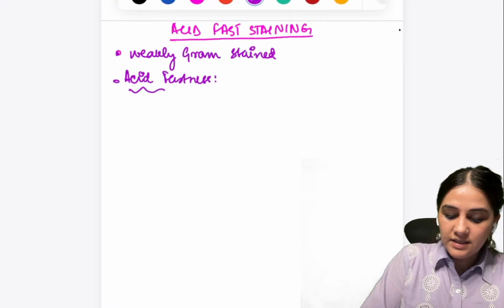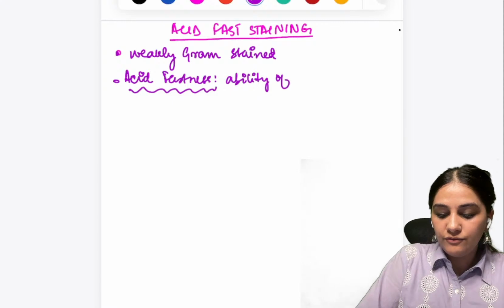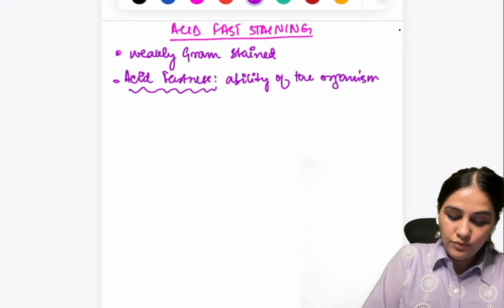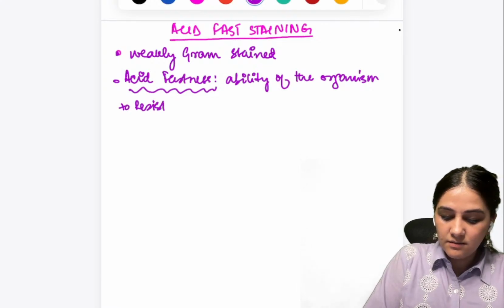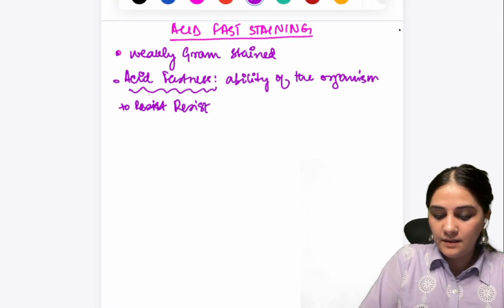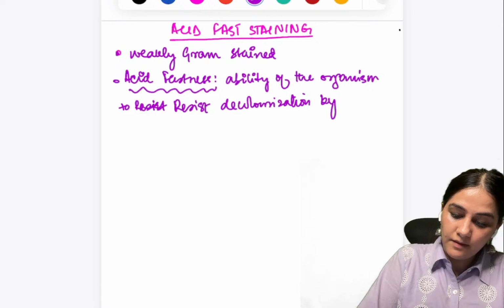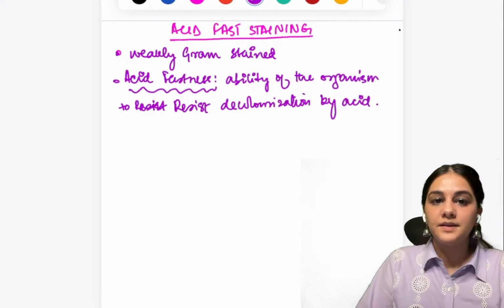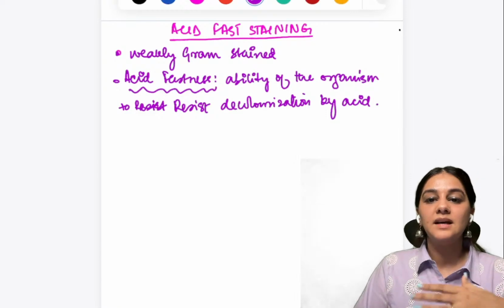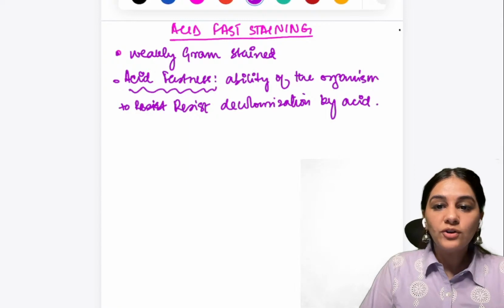So acid fastness is actually the ability of the organism to resist decolorization by some acid. Right, so acid fastness means that it is the ability of the organism to resist the decolorization by the acid. And what organisms are acid fast?